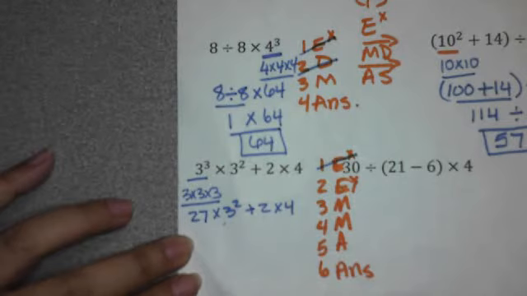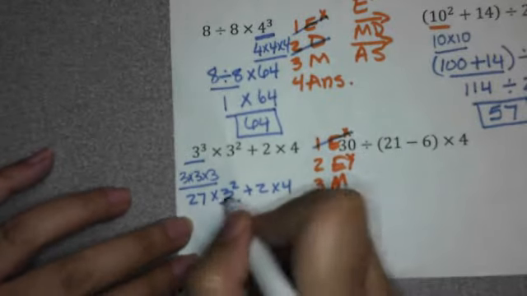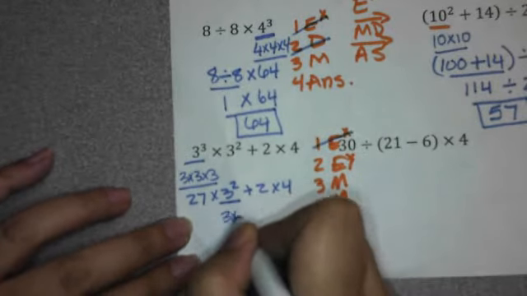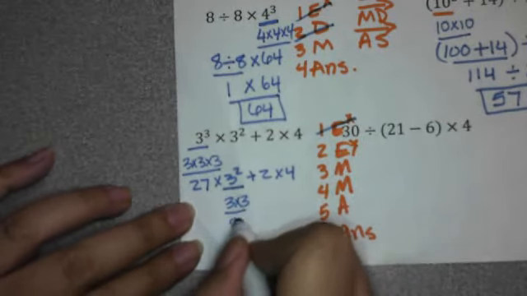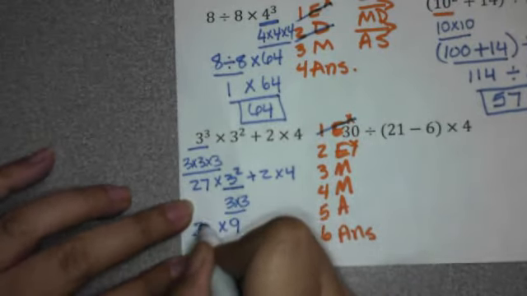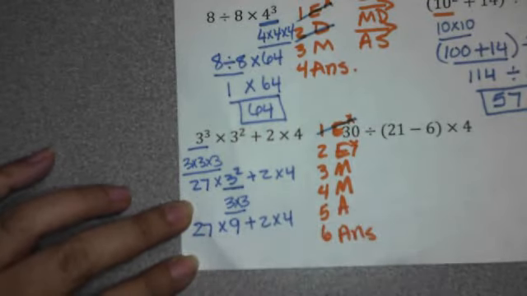Step number 2, exponent again. So underline the exponent. 3 to the second power means 3 times 3. 3 times 3 is 9. Rewrite. We're done with step number 2.